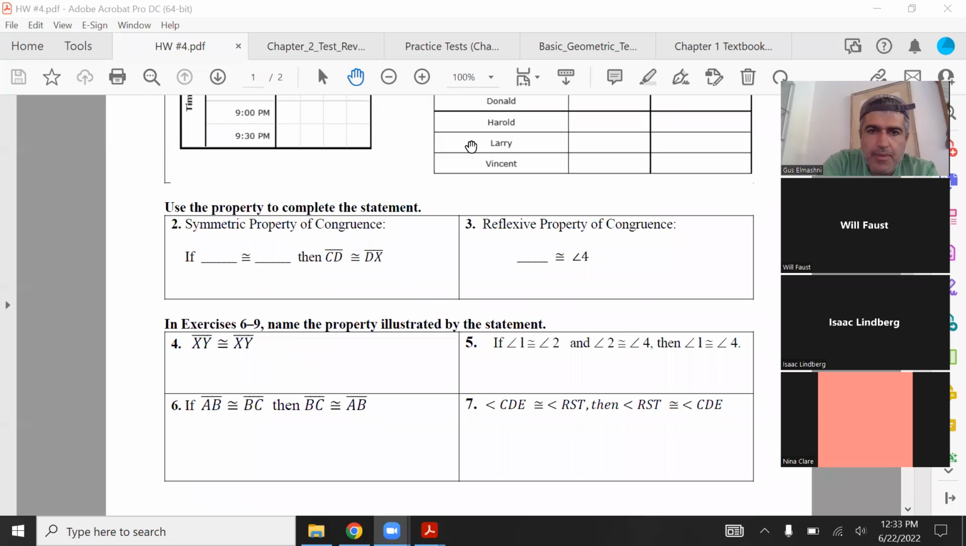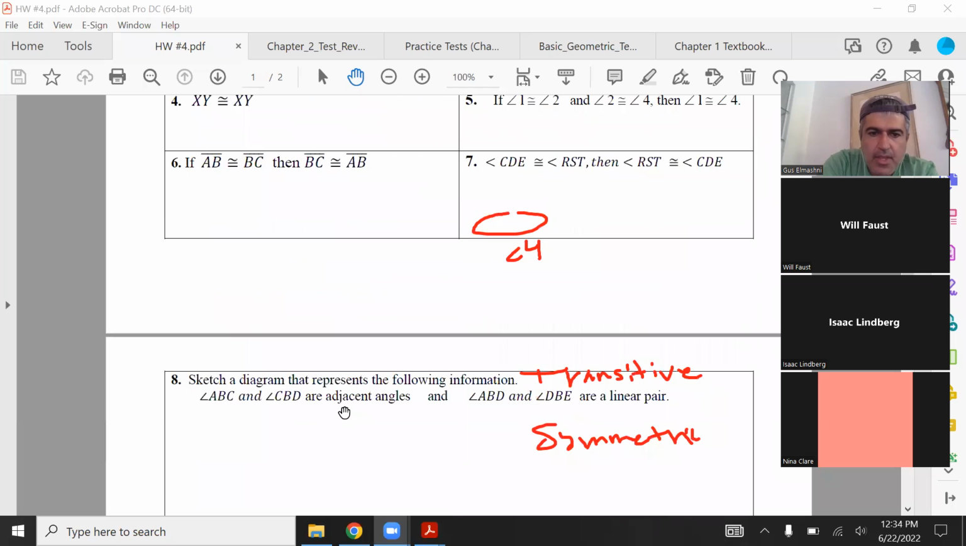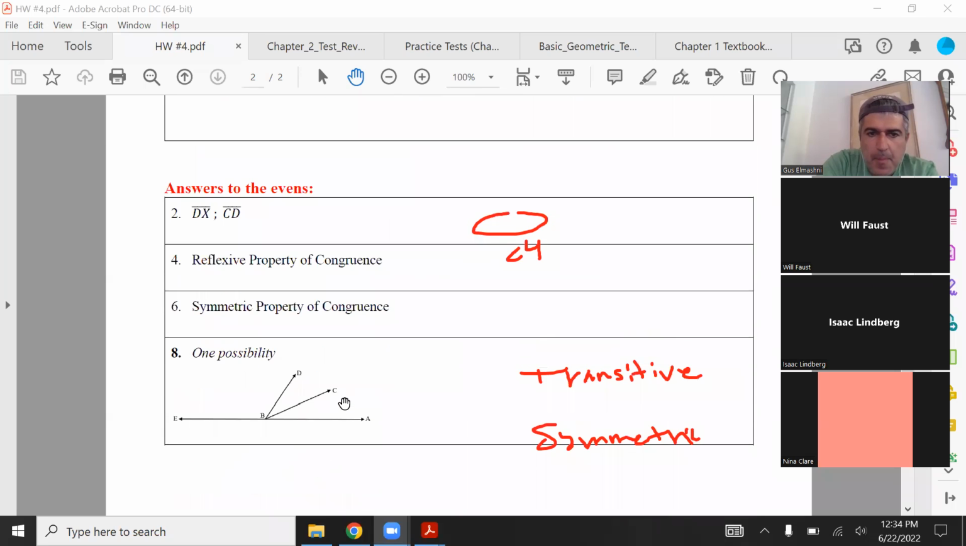For 3, just say this just equals itself. That's what reflexive means. For 5, if angle 1 equals angle 2, angle 2 equals angle 4, angle 1 equals angle 4, that's transitive. You don't have to say for angles, just say transitive is good enough. CD equals RST, that's symmetric, because you just reverse the sides. And that's that. So there we go.